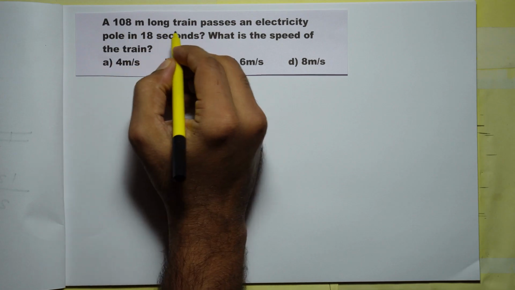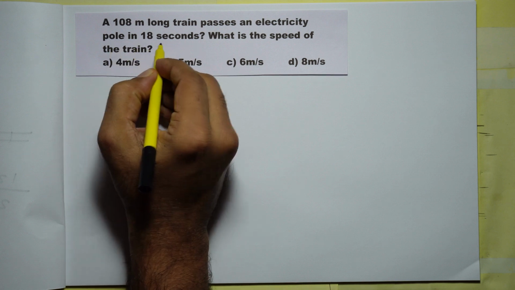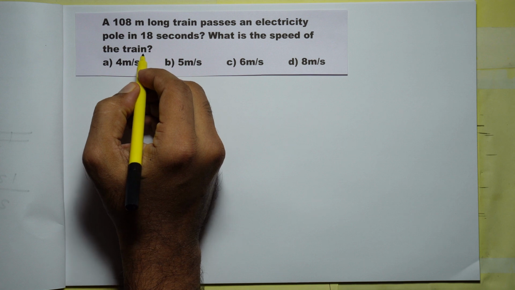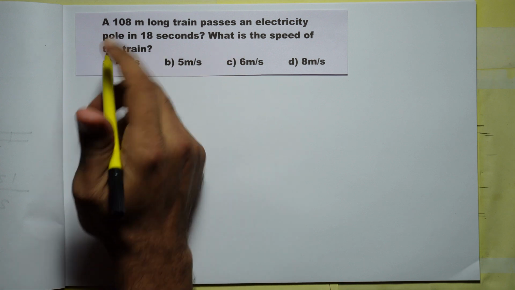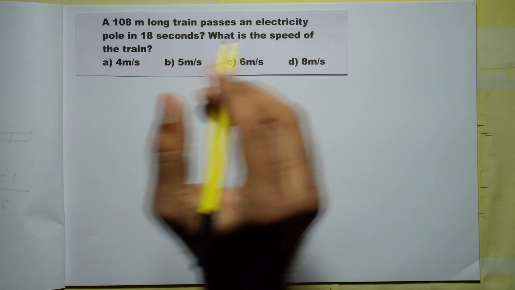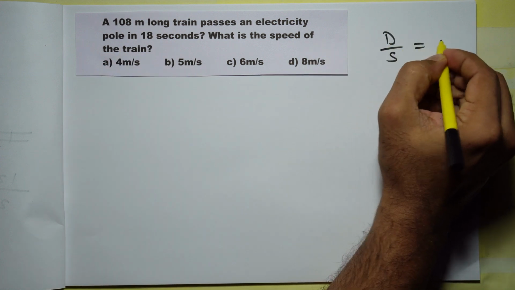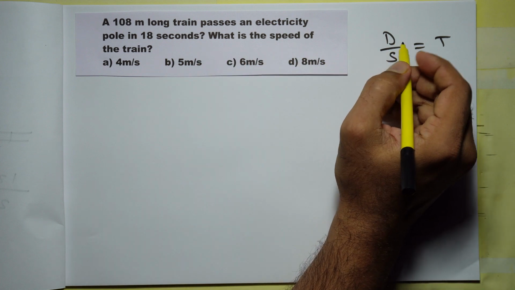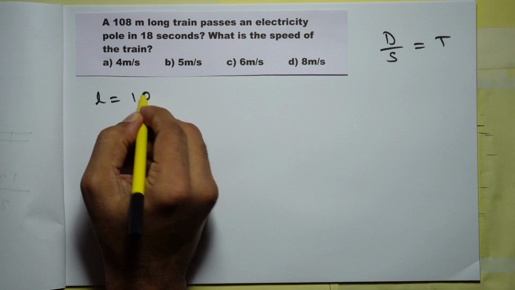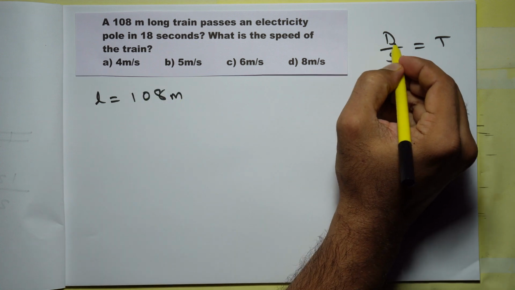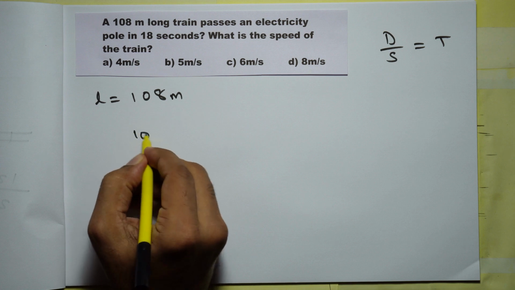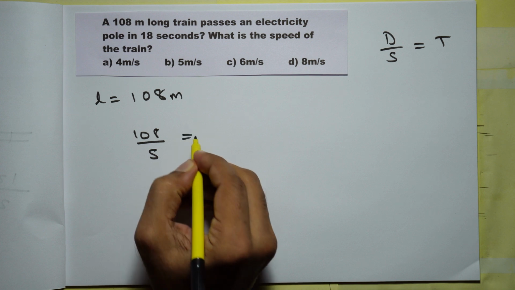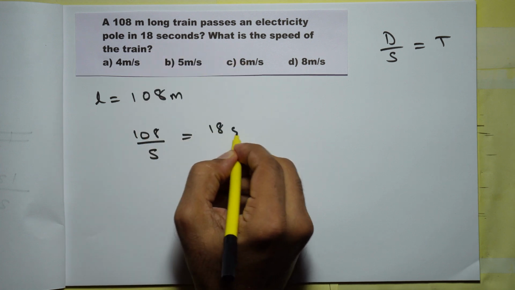A 108-meter long train passes an electricity pole in 18 seconds. What is the speed of the train? Now to pass the electricity pole, its own body length 108 has to be moved. So the basic formula is distance by speed gives you time. Now to pass the electricity pole, the length of the train has to be moved. So length of the train is 108 meters. So distance to be moved is its own body length, that is 108 meters, divided by speed. Speed is what we need to find out, and the time required is given as 18 seconds.